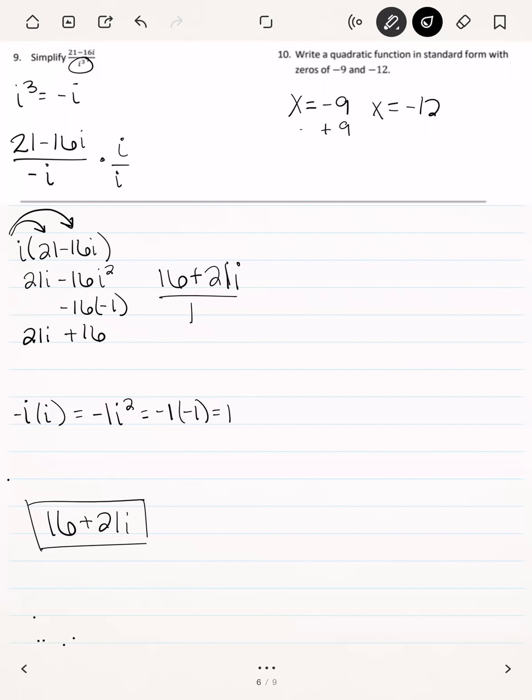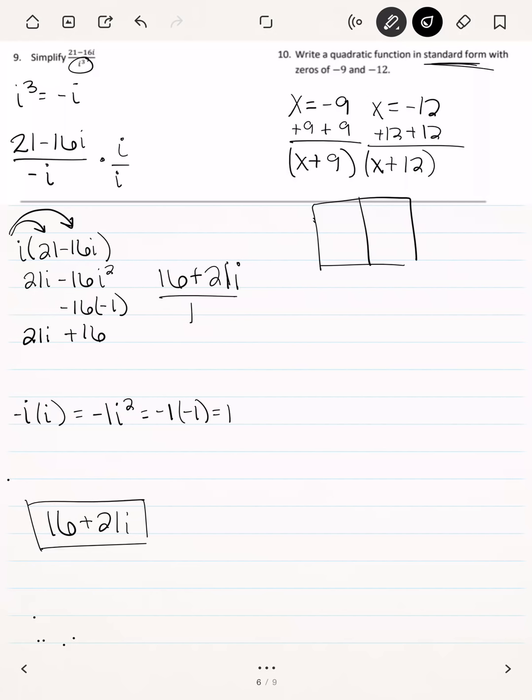I'm going to put the 9 on the other side, so I get x plus 9. I'm going to add the 12 to the other side, so I get x plus 12. And now that I have it in factored form, I'm going to multiply it out to put it in standard form because that's what it wants, standard form. So I'm going to FOIL. I'm actually going to use the box because I prefer the box method.